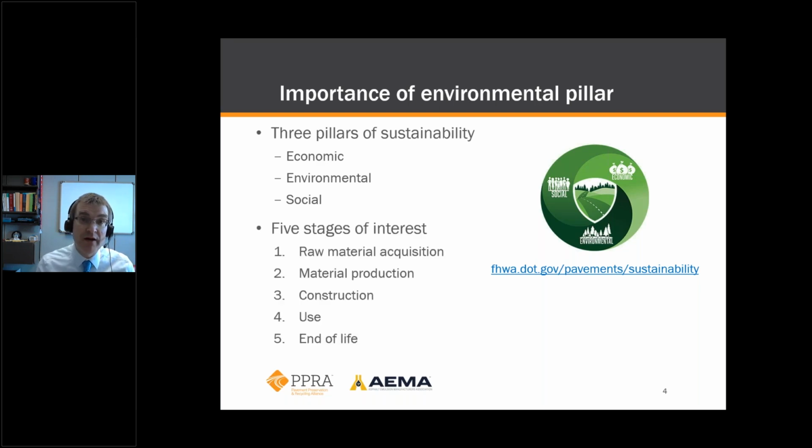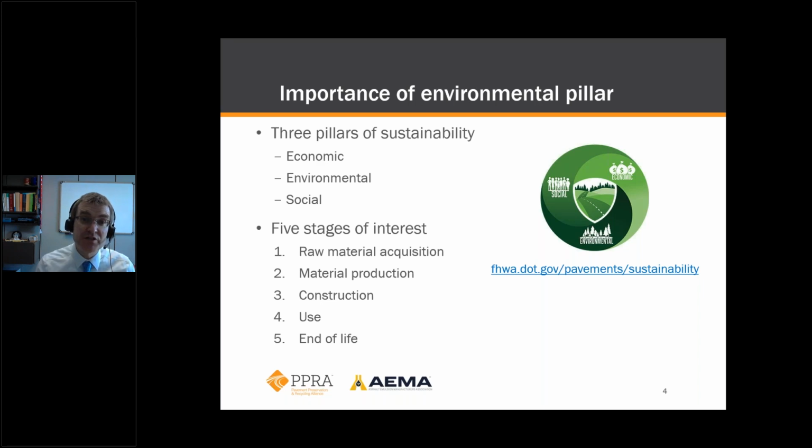And when we think about asphalt emulsions or really any manufactured product, we want to look at 5 stages when thinking about this environmental pillar. And these 5 stages are the raw material acquisition, the material production, the construction, the use of the material, and then finally the end of life of whatever material is being used.